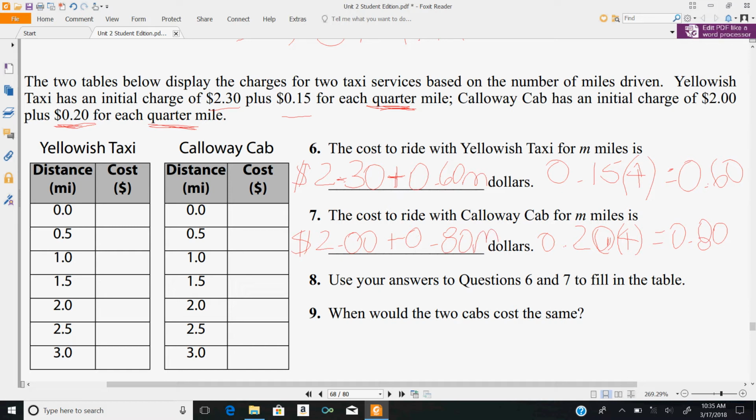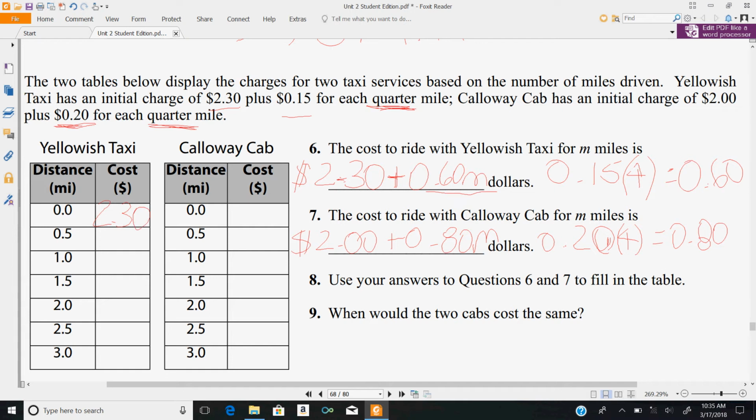Question 8, use your answers to questions 6 and 7 to fill in the table, and you can do that. It's a good exercise. So for your miles being 0.0, you would take 0.0 times 0.6. The formula says multiply 0.6 times the number of miles. 0 times 0.6 is 0. You add $2.30. For 0 miles, charge is just the initial fee.